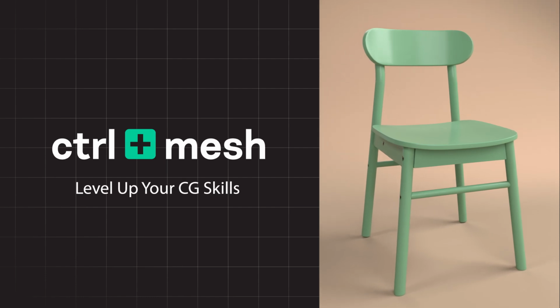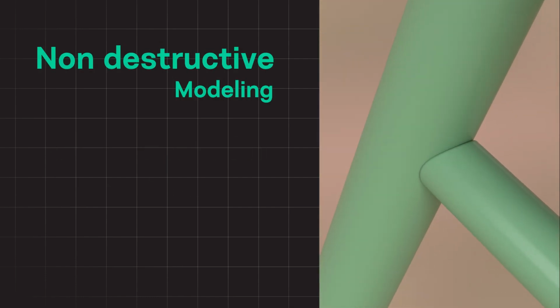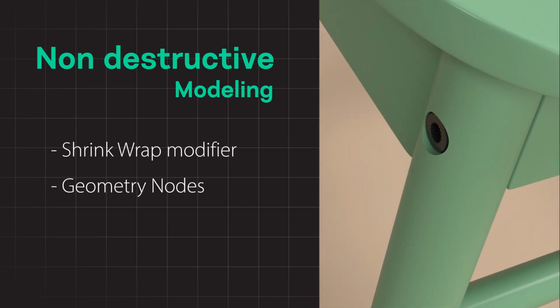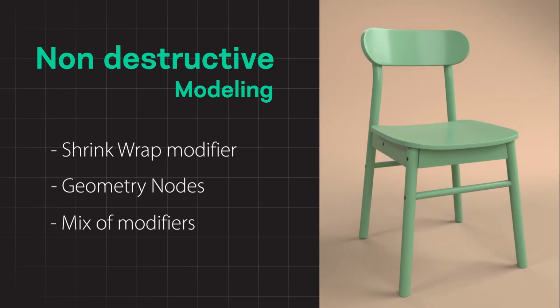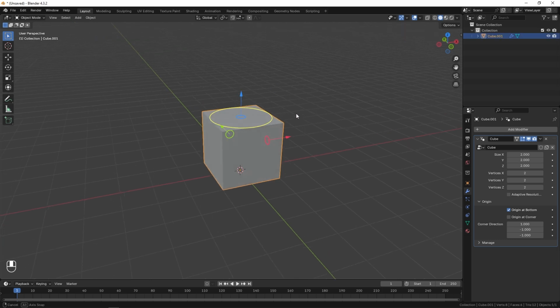Hi there, this is not a chair modeling tutorial. This is how you can model using non-destructive modeling techniques using shrink wrap modifier, geometry nodes, and a mix of modifiers to achieve reusable parametric modeling in Blender. So let's get started. We'll start with a cube, but this one is not the default cube.